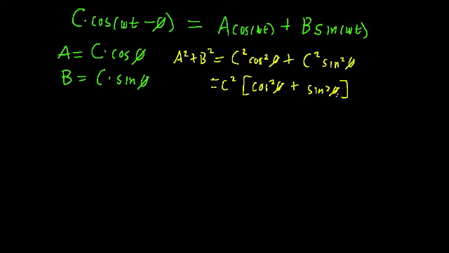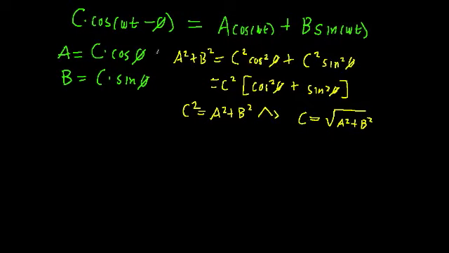Now if you remember your trigonometry, there should be a giant red flag popping out. You should remember that this is one of the most famous trig identities, that sine squared of any angle plus cosine squared of any angle is equal to 1. So we can reduce this whole parenthesis to 1, which means that C squared is equal to A squared plus B squared, or C is equal to the square root of A squared plus B squared. So, we're able to figure out what C is in terms of A and B.